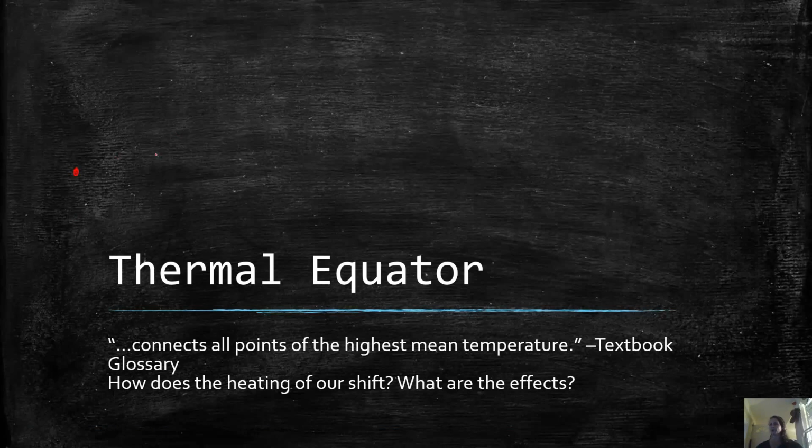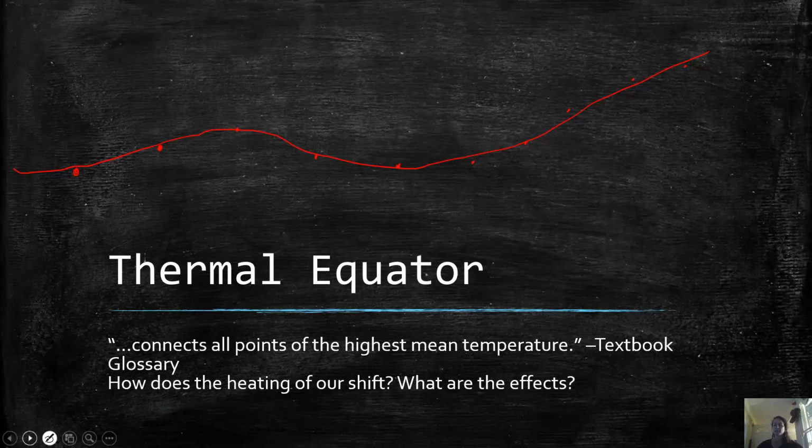So, a thermal equator is really simple. This is where we find the highest mean temperature at different locations on the Earth, and we plot the point where the highest mean temperature occurred and where these temperatures are connected. These points are connected. You get a line, an isotherm. So we're going to follow the thermal equator.